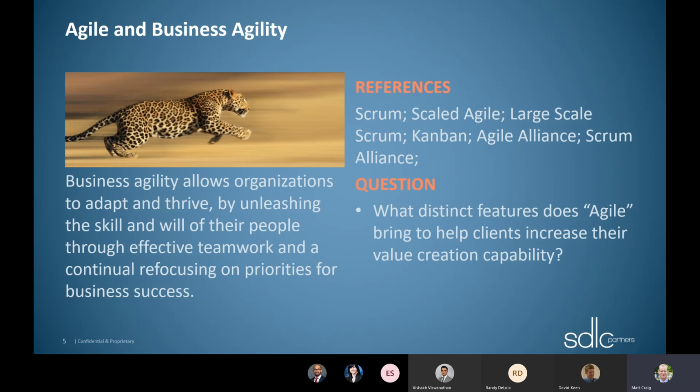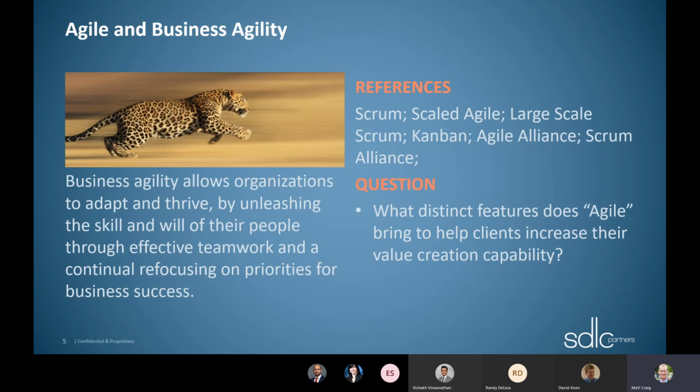And then again, I have this question here, and this is where I want this to be an interactive session, to ask you guys, what do you think? What do you think it is about Agile, based on your understanding, that is distinctive, that helps us help clients increase their value creation? I'm putting that there in the chat, and I'd really appreciate it if you could take a few seconds and think about one or two topics. What is it about Agile specifically? So go ahead and type stuff in.